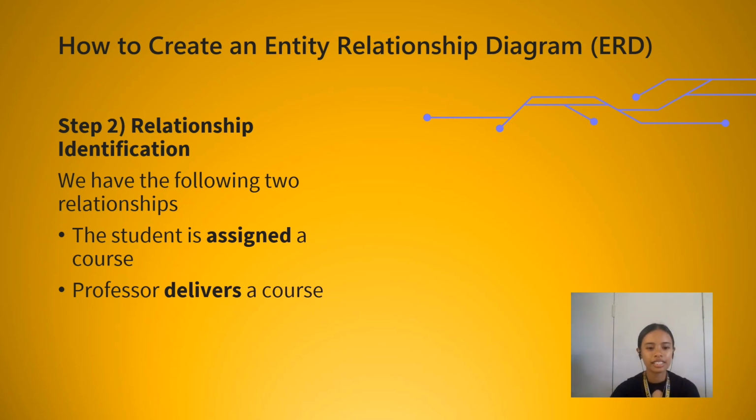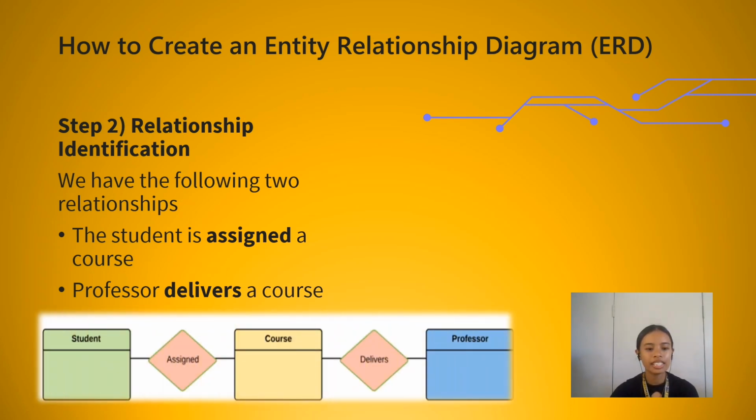And then second step, relationship identification, by showing that there are relationships between the entities. The student is assigned a course and professors deliver a course. As you can see, this is now another symbol or shape. The diamond, which as discussed by Ate Rudelyn, means relationship types, which is assigned, and line means they are linked to each other.